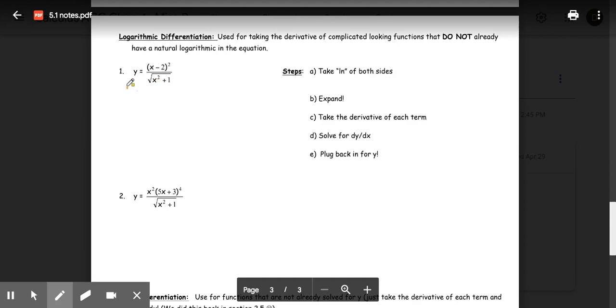So if it doesn't have a natural log in it, what you can do is something called logarithmic differentiation, which is putting a natural log in there on both sides. Remember, whatever you do on one side, you need to do on the other side to keep the equation balanced. And now what you're going to do is expand the right-hand side. So I have the steps listed right here. So expand this so the 2 comes out in front.